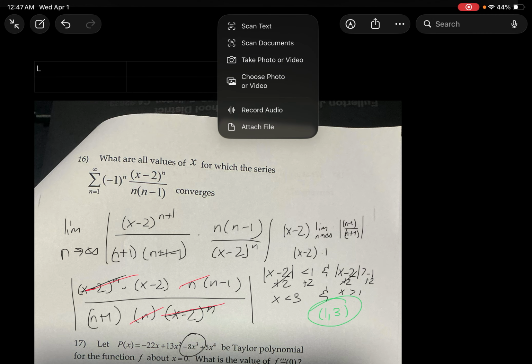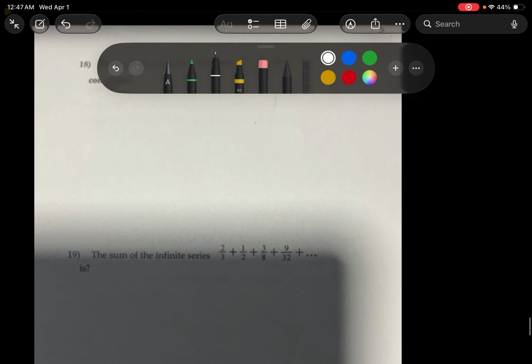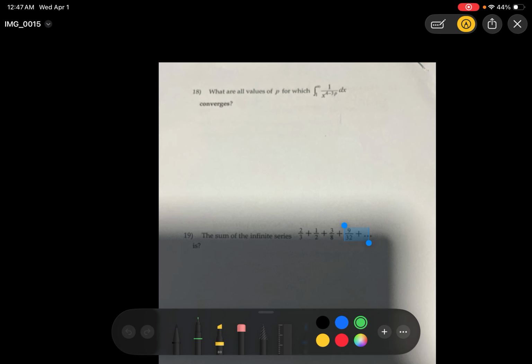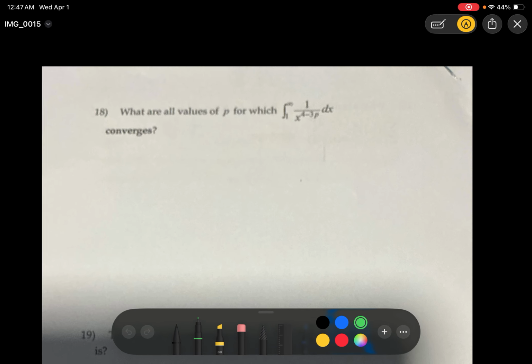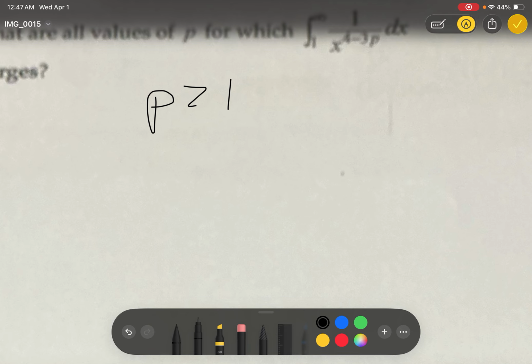All right. And boom. What are all values of p in which this series converges? Let's play with that. Oh, this is so easy. Why? Because since this is a p series, as long as p is greater than 1, it converges. So when p is greater than 1 for a p series, it converges.